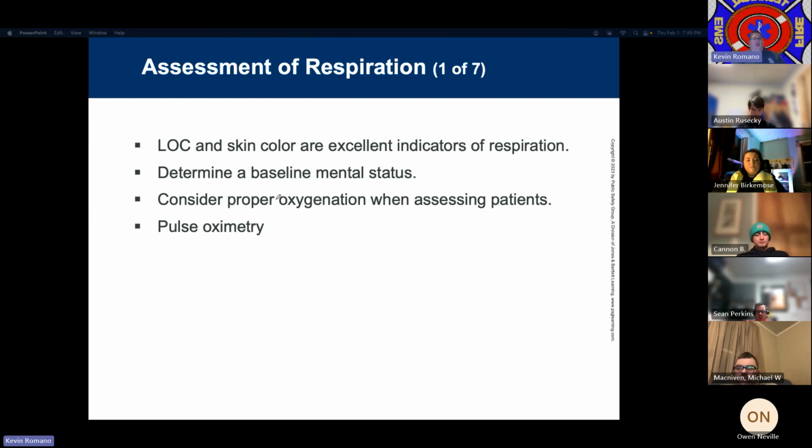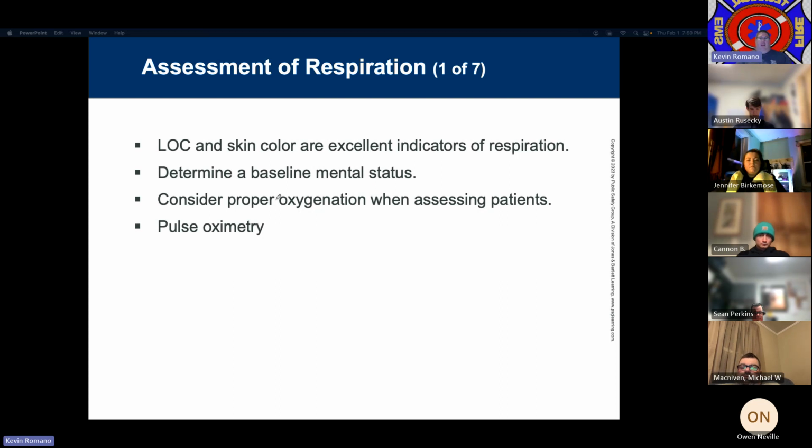So assessment of respiration. A patient's level of consciousness and skin color are excellent indicators of respiration. Right? If they're alert and oriented and their skin is pink, warm, and dry, we know that they're perfusing. We know that the respiratory rate is working for them. They're getting good respiration. When trending patients in altered mental status, always consider the possibility that the patient may not be getting adequate oxygen to the brain. I keep bringing up end-tidal. We're going to monitor these patients.